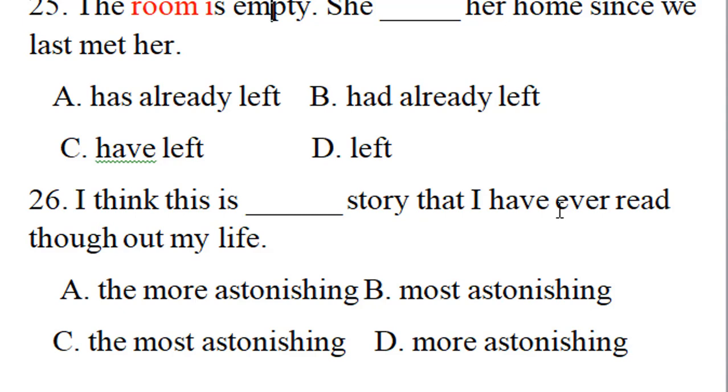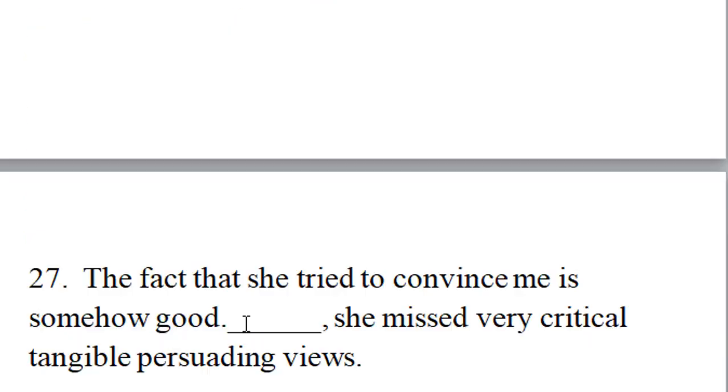I have ever read means I read some more interesting stories. This is the most astonishing. Yeah, the most astonishing. So the answer is C. Exactly. The reason is that "I have ever" present perfect goes with the superlative degree. "No" doesn't take or follow or precede an article. "Most" needs an article. "More astonishing", but there is no "the" word. So this is not the answer. So the answer should be C.